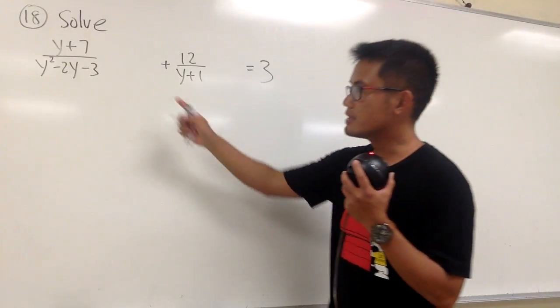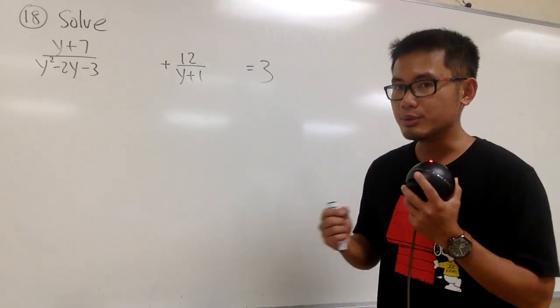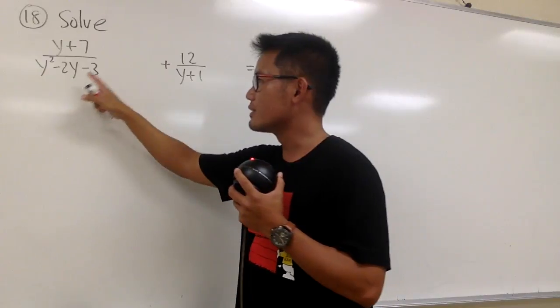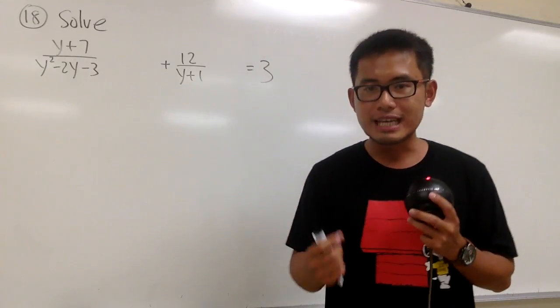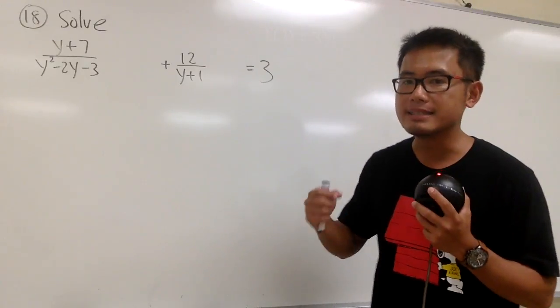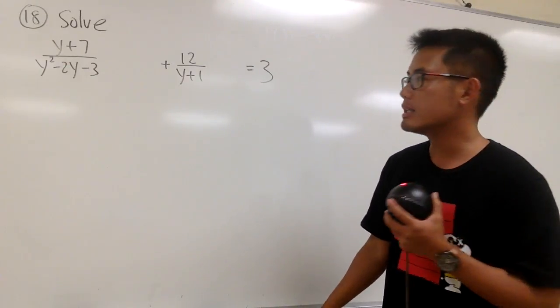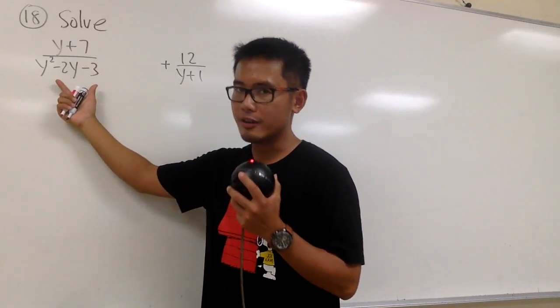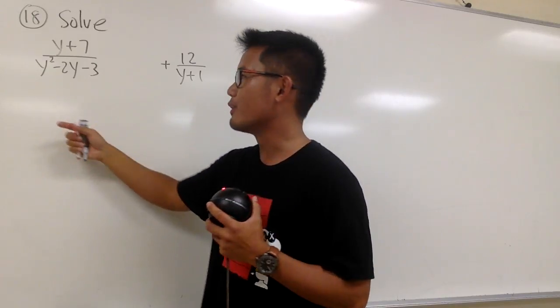Okay, for number 18, we'll be solving this rational equation, and you know the deal. We are going to factor the denominators and look for the lowest common denominator, and we multiply every fraction by its lowest common denominator, all right? You see that for this one, we can factor it. Be sure we do so, all right?